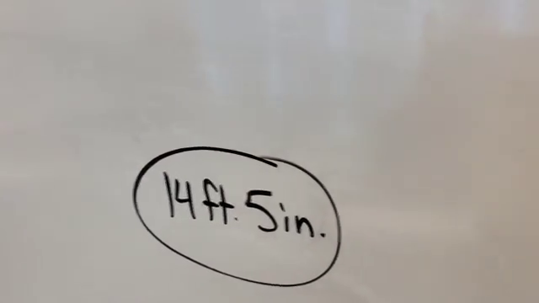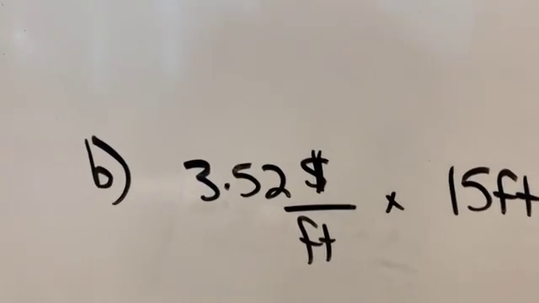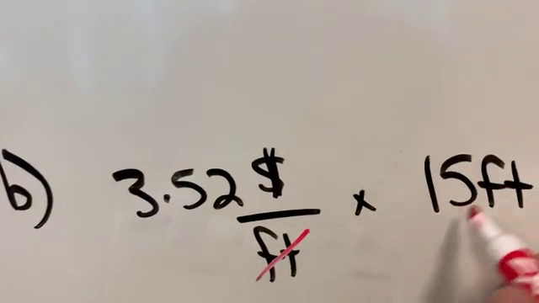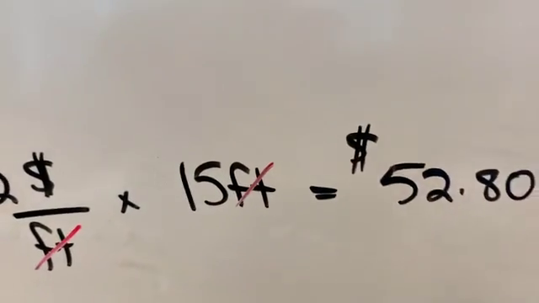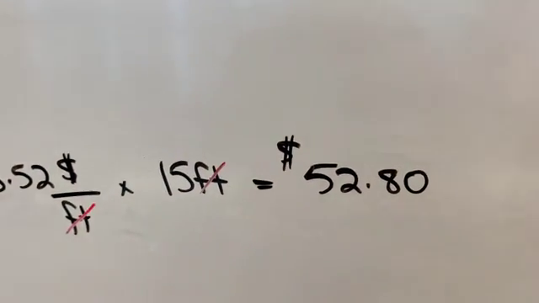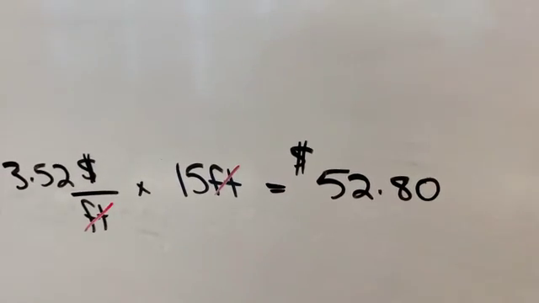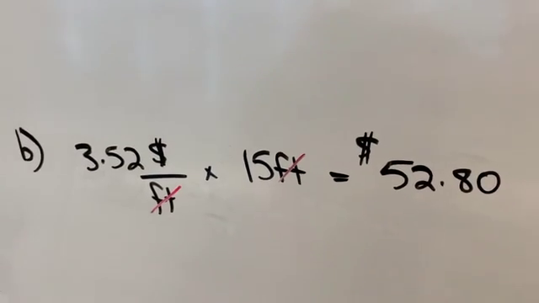The key here is that it said in the question, sold by the foot. So we can't buy 14 feet 5 inches. We actually have to buy all 15 feet. So again, the unit analysis works. I say, okay, well, it's this many dollars per foot. If I've got feet on the bottom and on the top, the feet cancel out. And I end up spending $52.80 to frame the picture. I'll have 7 inches of material left over, but if it's sold by the foot, I had to buy all 15 feet.